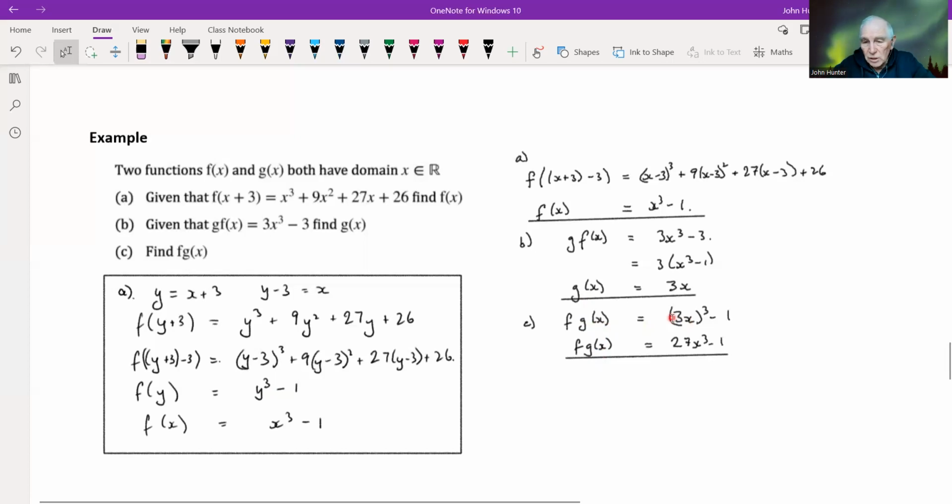We've got f and g, so we can just compound them in the way that we have been doing, and we get this expression 27x cubed minus 1, which of course is different to this one. Right, so there's a few examples there. There will be more worked examples on these, both GCSE level and A level.